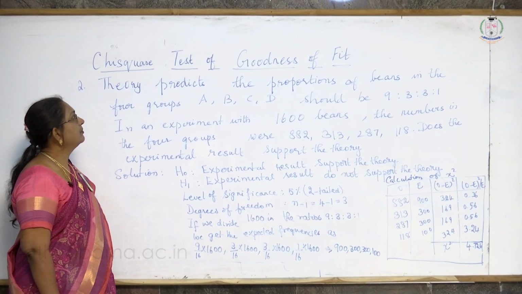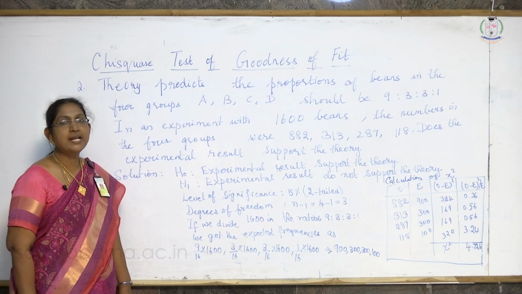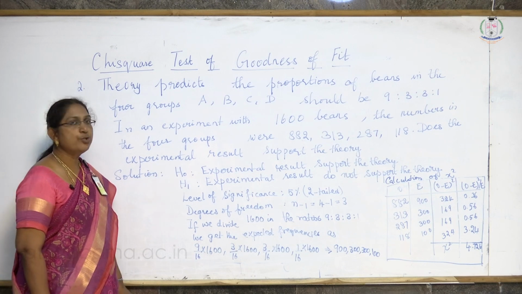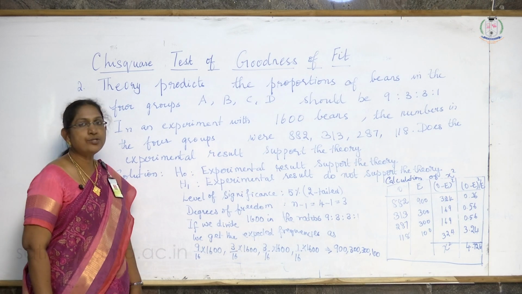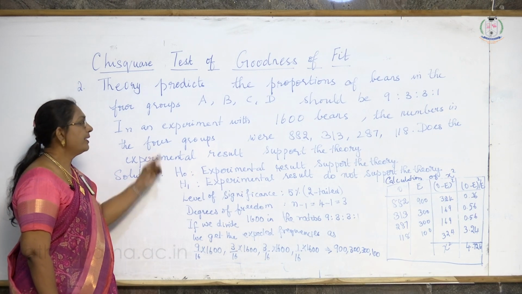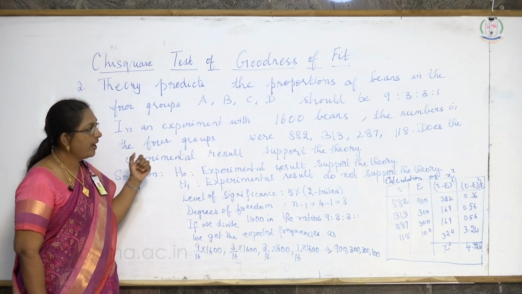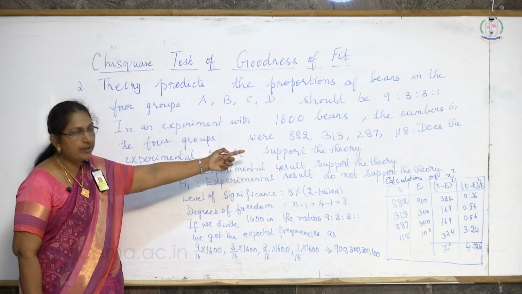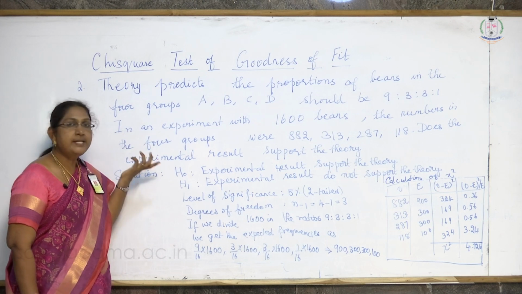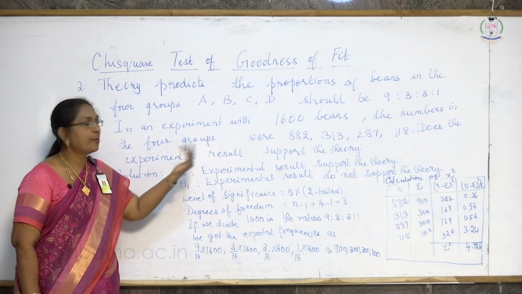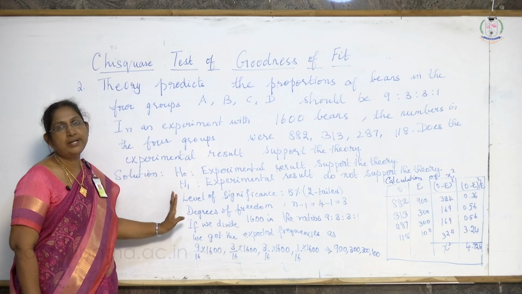I will do a problem for chi-square test of goodness of fit. So, the problem says like this: theory predicts the proportion of beans in 4 categories A, B, C, D should be 9:3:3:1, and in an experiment with 1600 beans, the numbers in the 4 groups were 882, 313, 287, 118. So, the question is, does the experimental result support the theory? So, now we are going to do this using chi-square test.